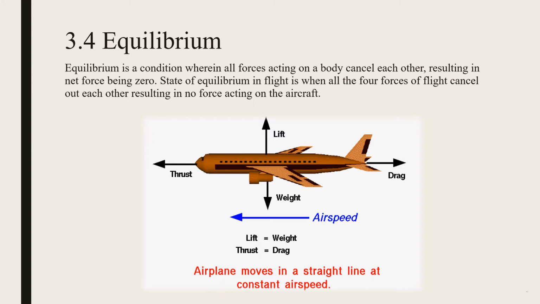Equilibrium. It is a condition wherein all forces acting on a body cancel each other, resulting in a net force of zero. State of equilibrium in flight is when all four forces of flight cancel out each other, resulting in no force acting on the aircraft. This basically means that your lift force and your weight force are equal, and your thrust and drag are equal. So the airplane ends up moving in a straight line path with a constant speed.